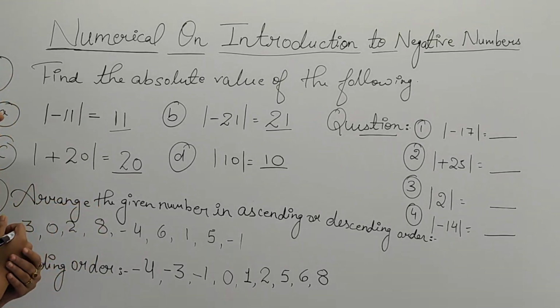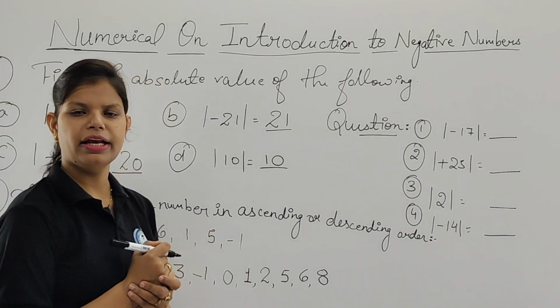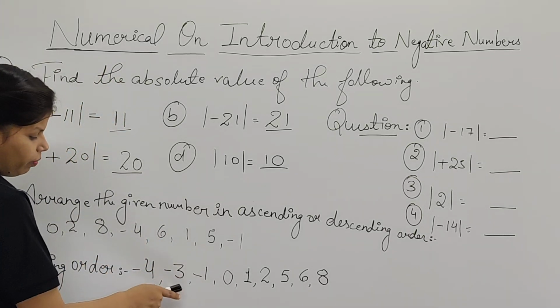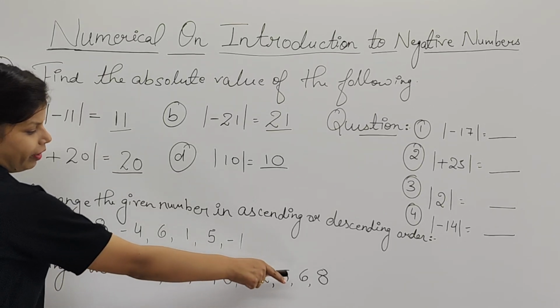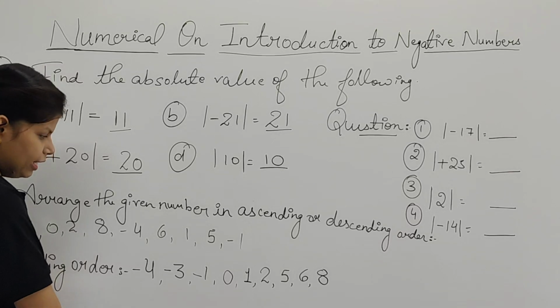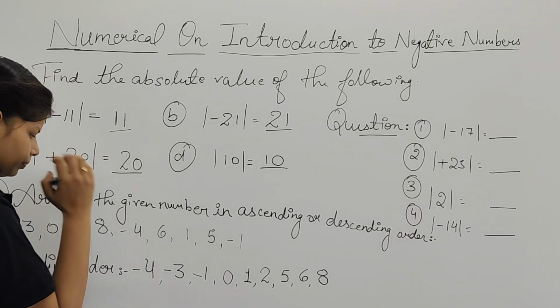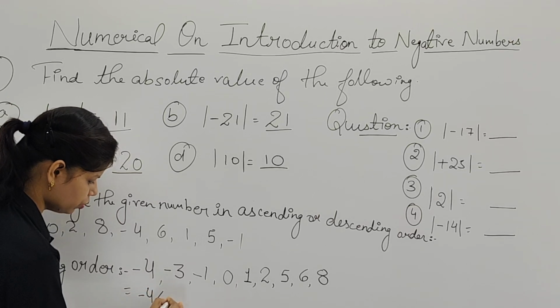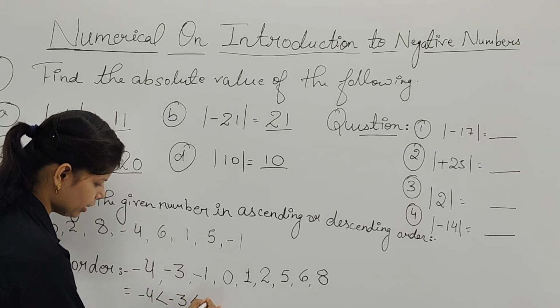This is what? Arrange the given numbers in ascending order as per their representation with negative and positive integers. So this is your order: minus 4, minus 3, minus 1, 0, 1, 2, 5, 6, 8. Clear? That is your ascending order. It can be written in this way also, both ways are correct.